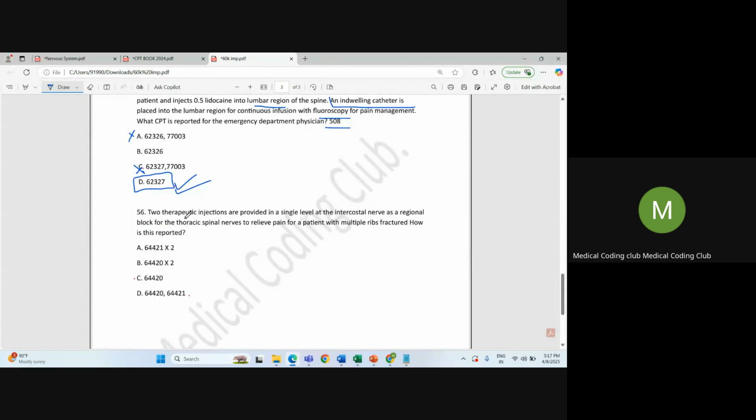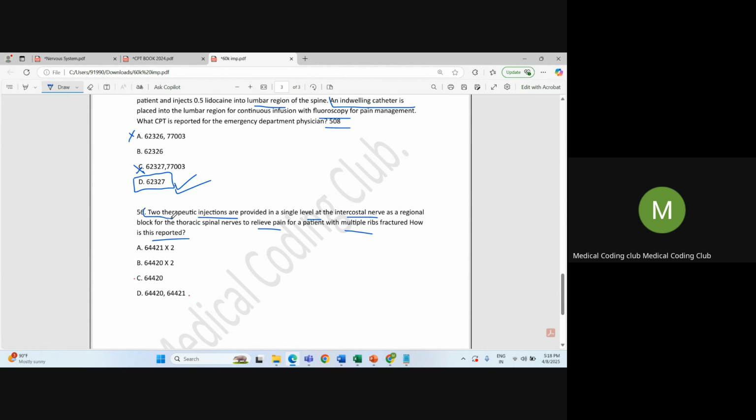So last question: two therapeutic injections are provided at a single level at the intercostal nerve as a regional block for thoracic spinal nerve to relieve the pain of the patient with multiple ribs fractured. How should this be reported? If you remember the trigger point injection coding guideline, okay, if you have studied musculoskeletal well, there is a concept called trigger point injection, right? In that, you will be aware of the guideline. Don't focus on injections, focus on how many muscles are being injected. The same coding guideline will be applicable here also.